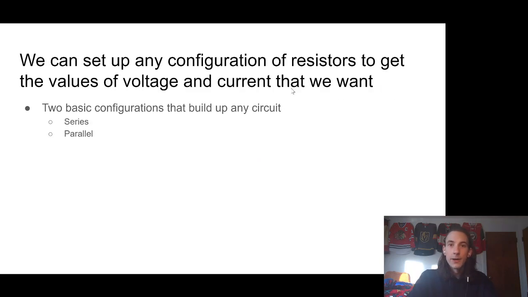All right, so then when we're thinking about resistors, we can set up really any configuration of resistors that we want to get the values of voltage and current that we want. And there's really two ways that we can arrange circuit elements. We can either have them in series or we can have them in parallel. And we'll talk about what that means in a second.